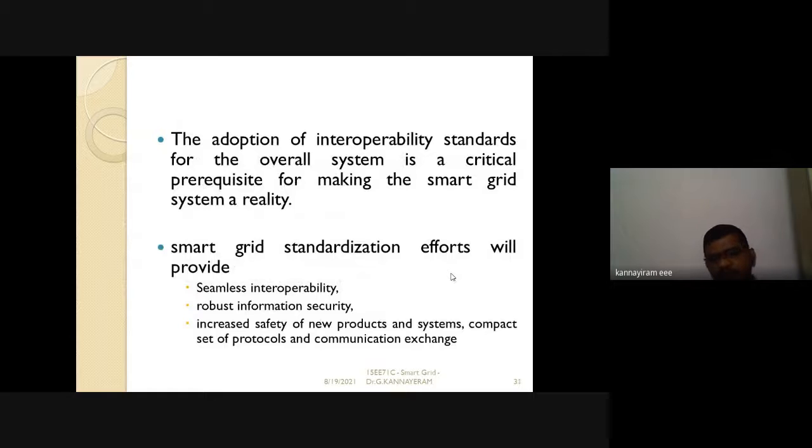Here, the adoption of interoperability standards for the overall system is very critical, a prerequisite for making the smart grid system a reality. The standardization effort will provide interoperability between smart grid devices, robust information security, and increased safety for new product systems, so that a compact set of protocols and communication exchange can happen.